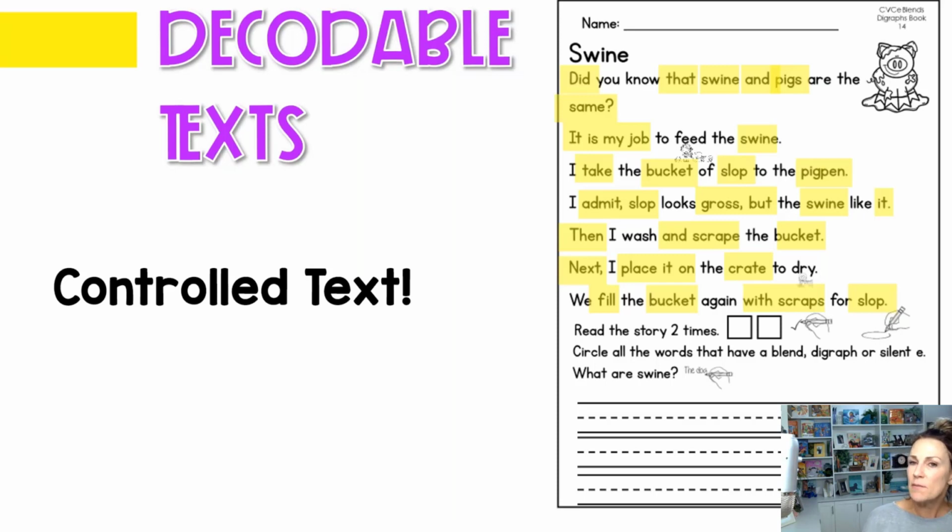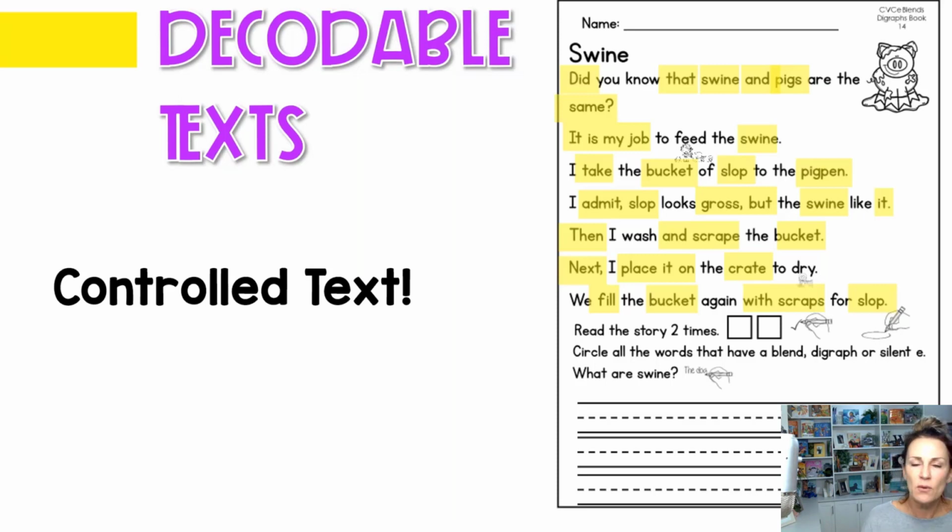So if you notice, some of those words have a little rebus underneath. It might be hard to see on your screen, but under the word feed, which is like the third line down, there's a little picture that shows them. Could a student guess that? Yes, they probably could. And after you wash it, you're going to place it on a crate to, I'm sure they're going to figure out dry is the word.